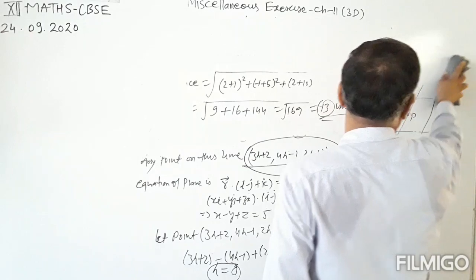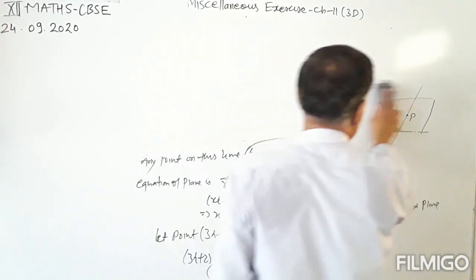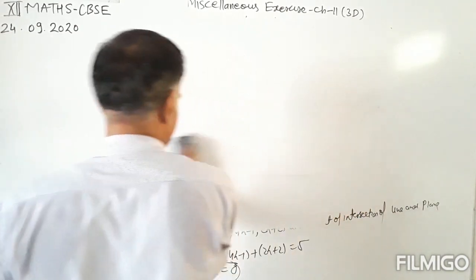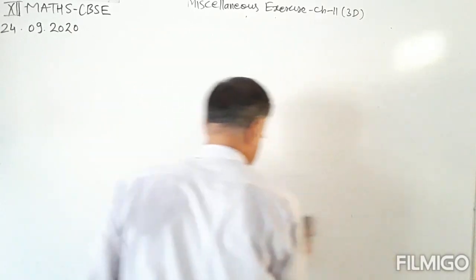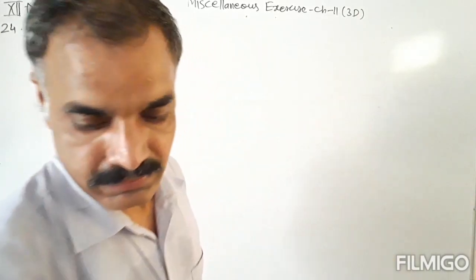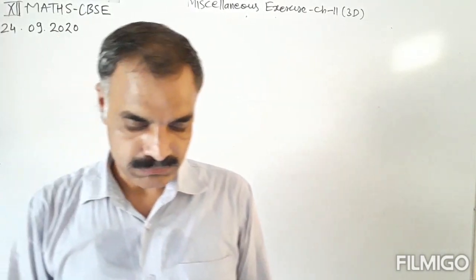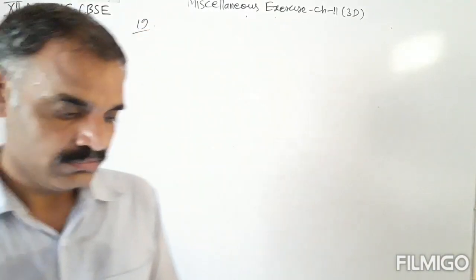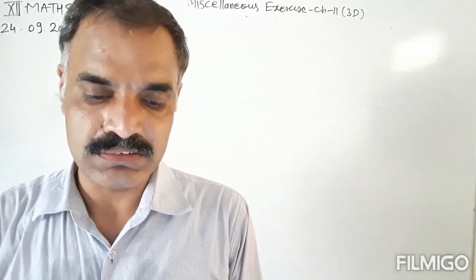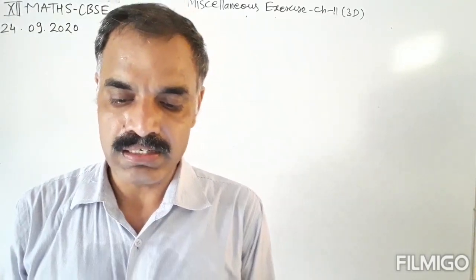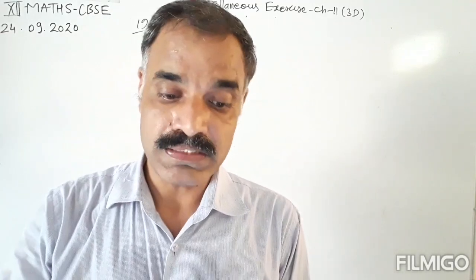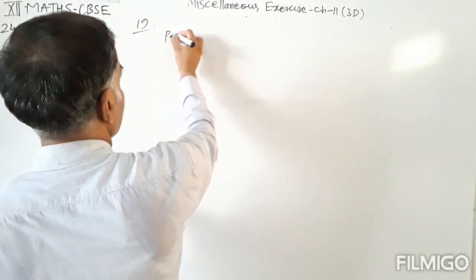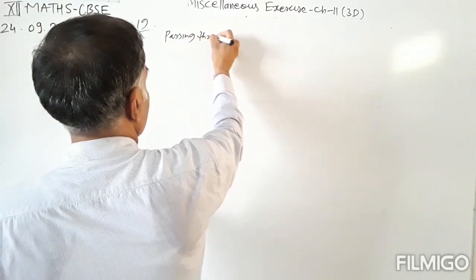of the miscellaneous exercise on chapter number 11 is question number 19. Find the vector equation of the line passing through the point (1, 2, 3) and parallel to the plane first and second. Equation of the line. Now we have to find the equation of the line passing through the point P.